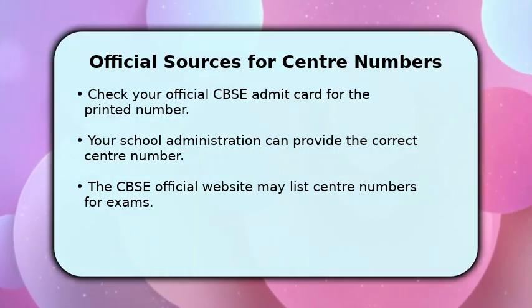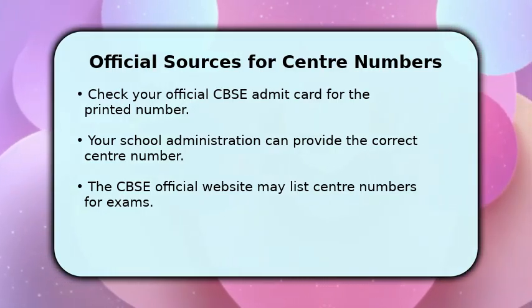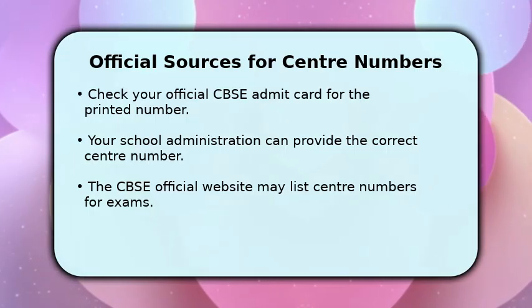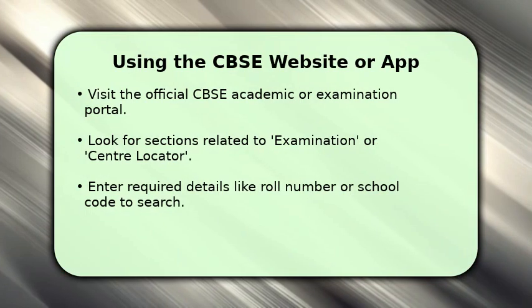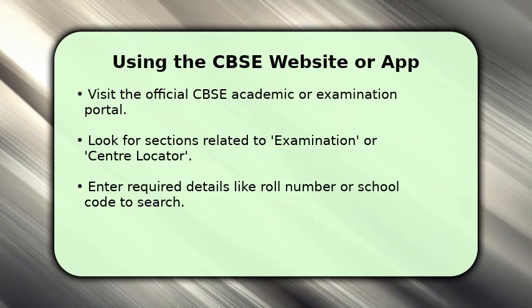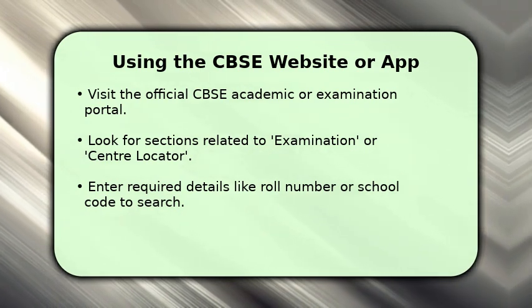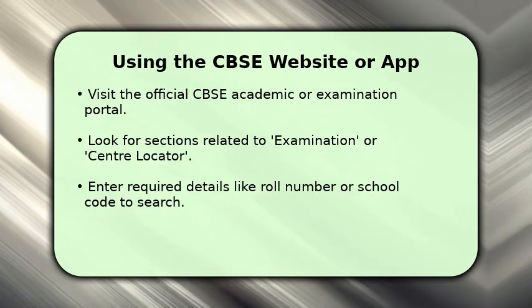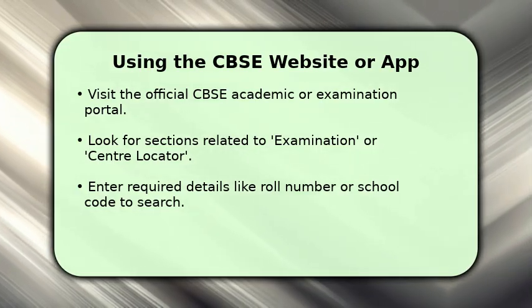The Central Board of Secondary Education's official website also publishes lists of examination centers and their corresponding numbers, especially closer to exam dates. When using the CBSE website, start by navigating to the academic or examination section. These areas typically contain important information for students. Look for specific links such as examination center locator or admit card details.